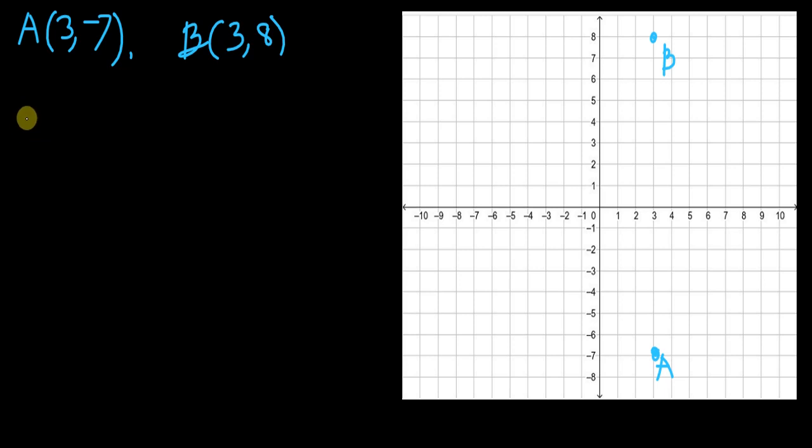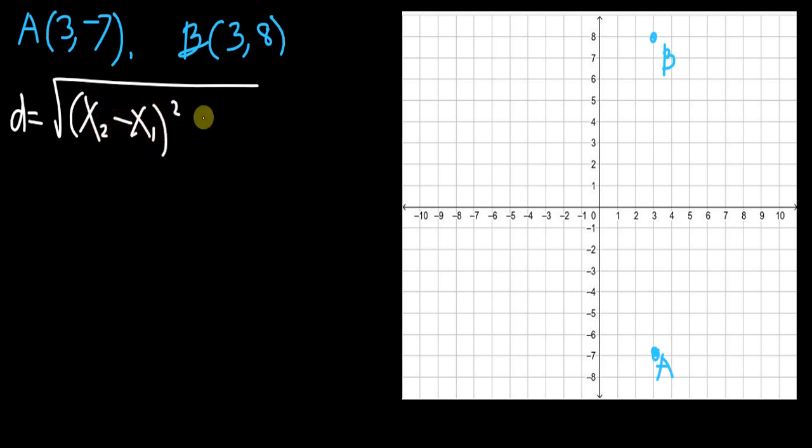So, ano ulit yung formula ng distance? That is D is equal to the square root of the quantity of x sub 2 minus x sub 1 square plus the quantity of y sub 2 minus y sub 1 square. This one. Okay, so substitute lang natin.